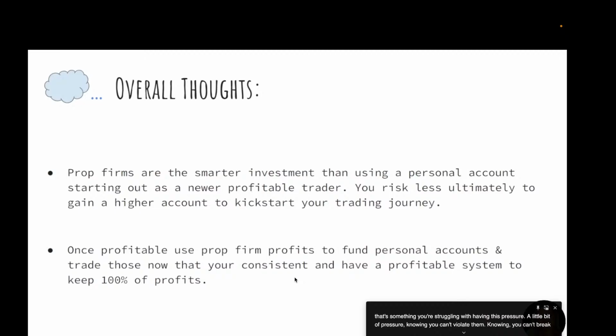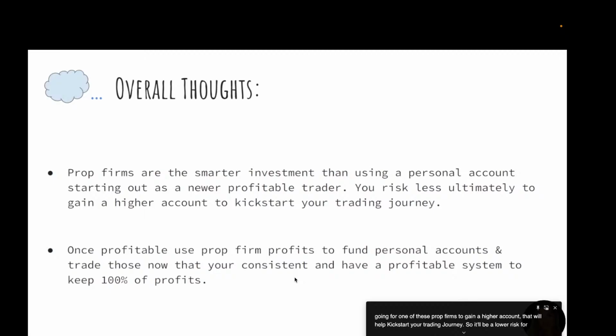It also will give you access to higher capital that you just probably do not have yet as a newer trader. You will risk less money ultimately going for one of these prop firms to gain a higher account that will help kickstart your trading journey. So it'll be a lower risk for you, potentially a higher payout for you.